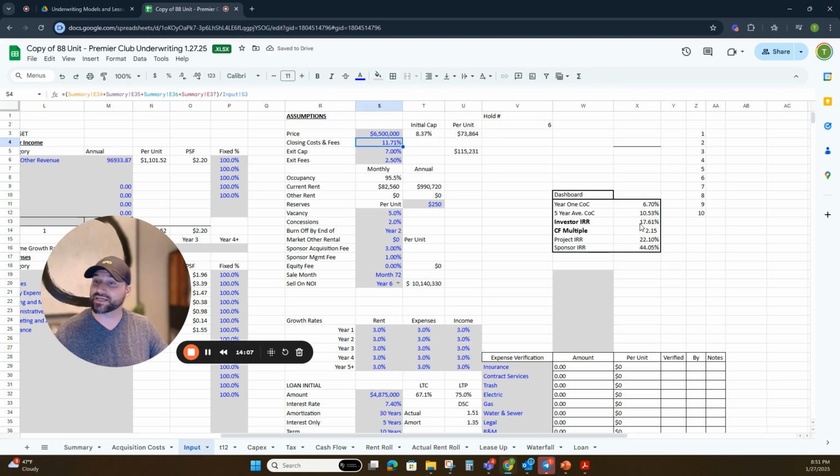Still down to a 17. So that's where you can play with some of your assumptions, right? Maybe the concessions are only 1%. Doesn't move the needle very much. 2% is probably more likely.